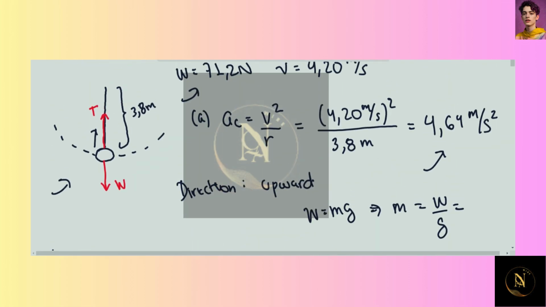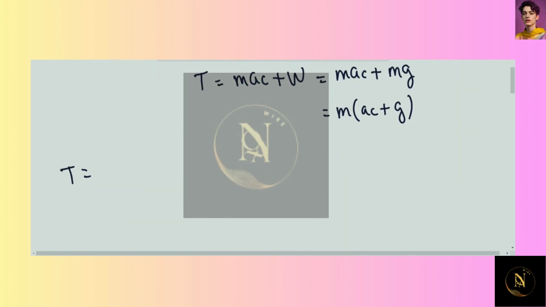We need to divide 71.2 over 9.8, which is the value of the acceleration due to gravity, and we obtain that the mass is 7.27 kilograms. So that's the value that we need to put in here.